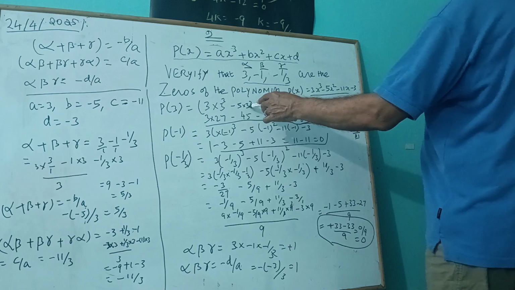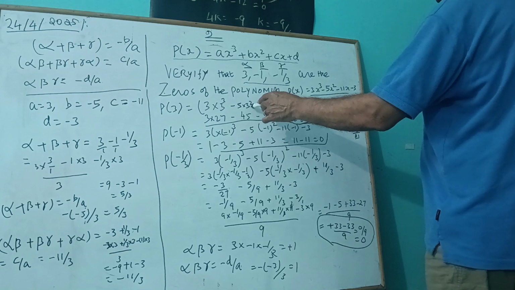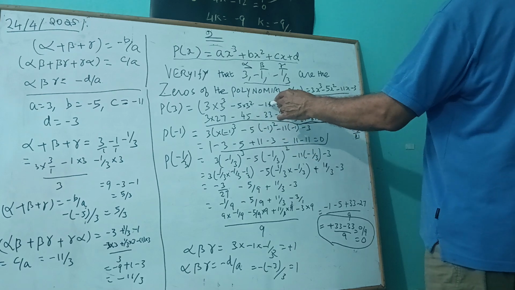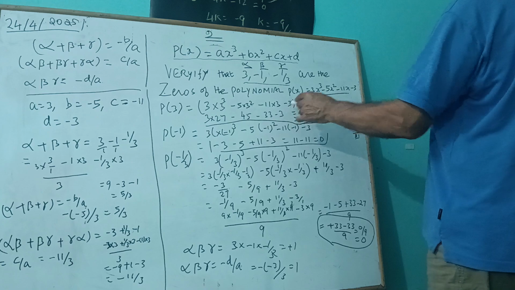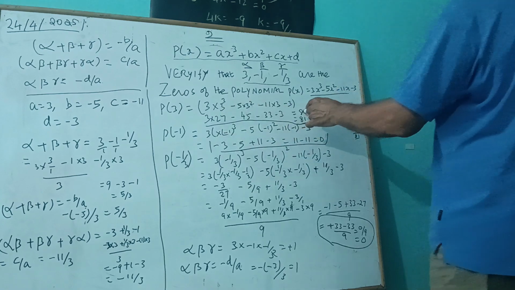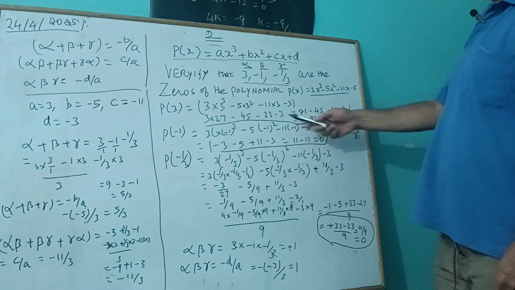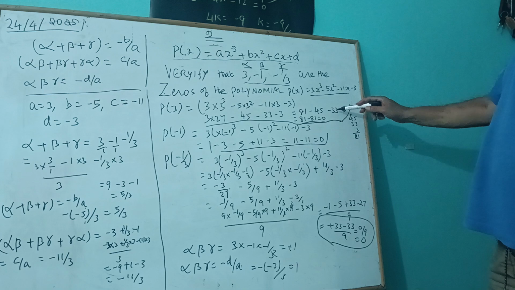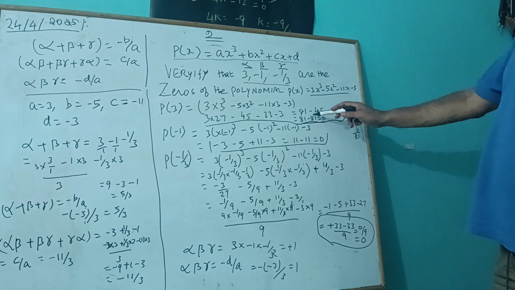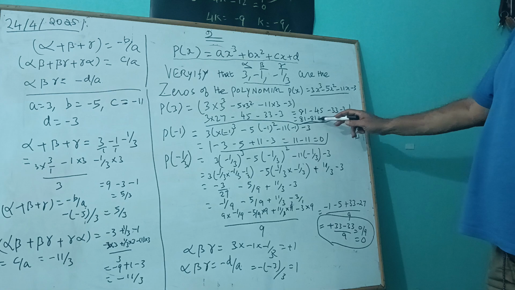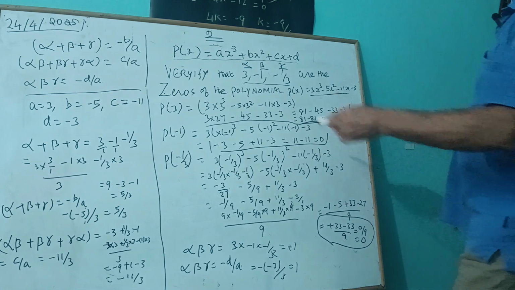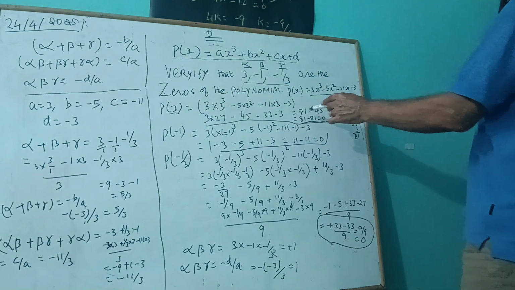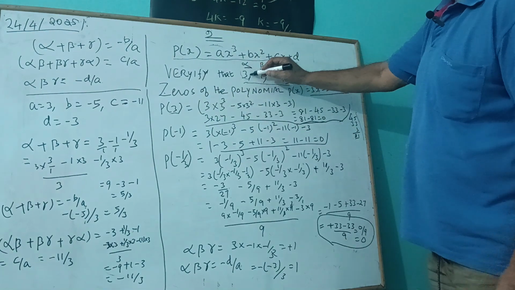3 squared is 9, 9 into 5 is 45. This is minus 11 into 3, minus 33, minus 3. This 3 into 27 becomes 81. So this is 81 minus 45 minus 33 minus 3. If you add 45, 33 and 3, this becomes 81. So 81 minus 81 is equal to 0. So for x equal to 3, the equation becomes 0. So this part we have done.